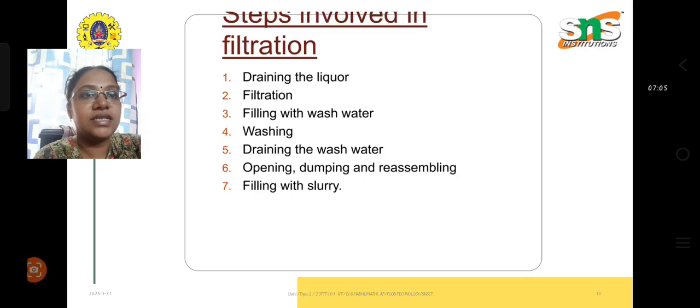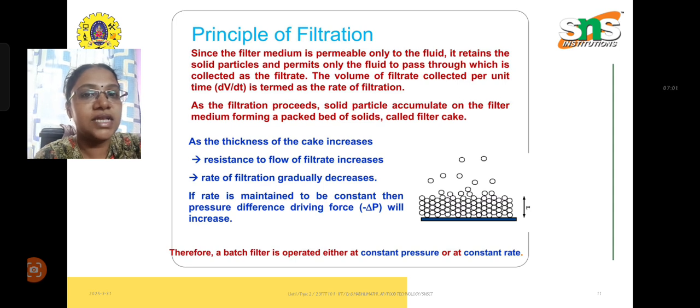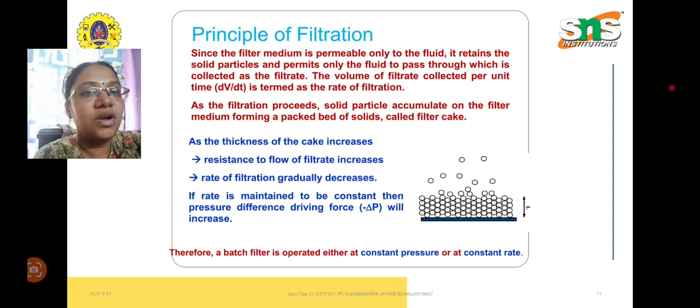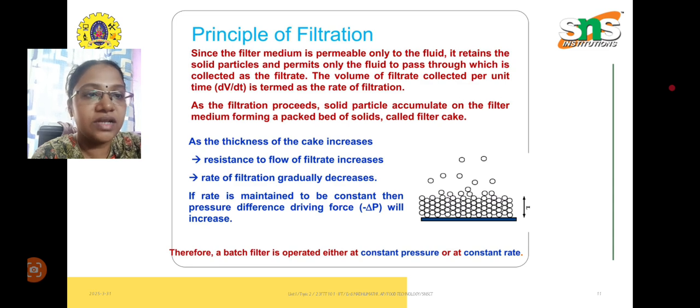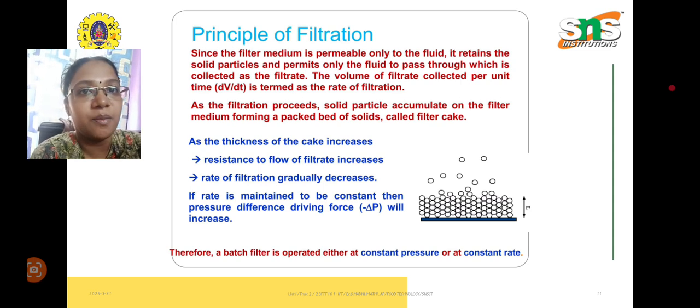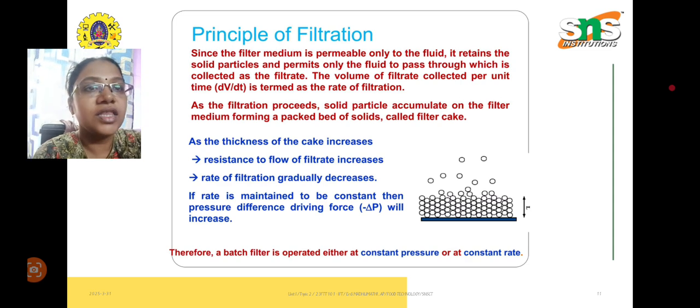So next topic is the basic principle behind it. During filtration, as I told, we use a filter medium. Since the filter medium is permeable only to the fluid, only the fluid will pass through it, whereas the solids will get deposited on the medium. It retains the solid particles and permits only the fluid to pass through, which is called the filtrate. The volume of filtrate collected per unit time, which we indicate as dV by dt, is called the rate of filtration.